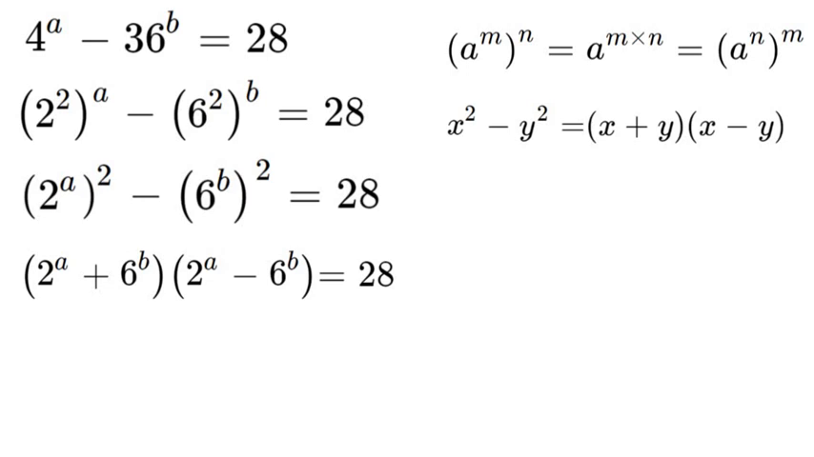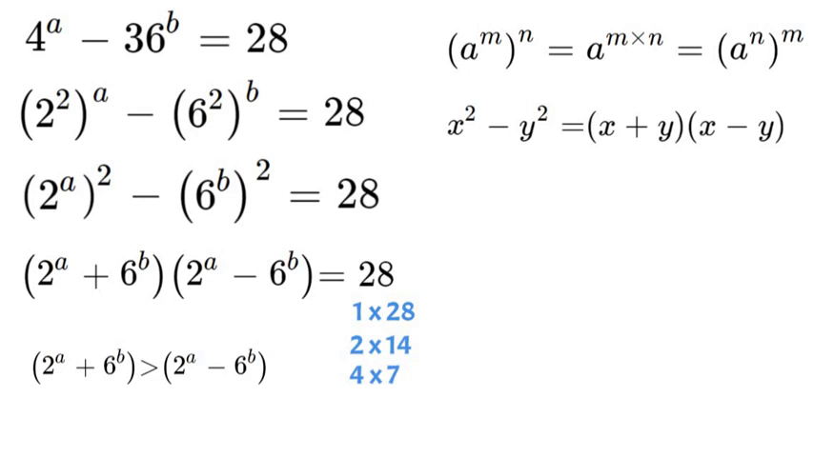Now, how we would solve for this is we need to factor 28 and set either side of this equation equal to those values. So some options are we could have 1 times 28, or we have two other options. We'd have 2 times 14 and 4 times 7.